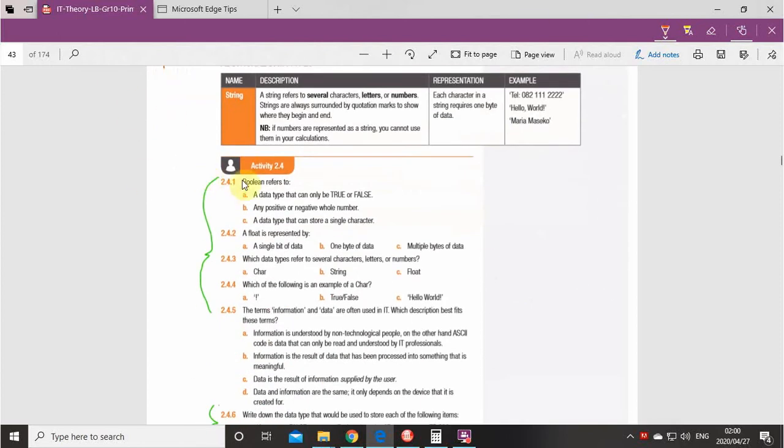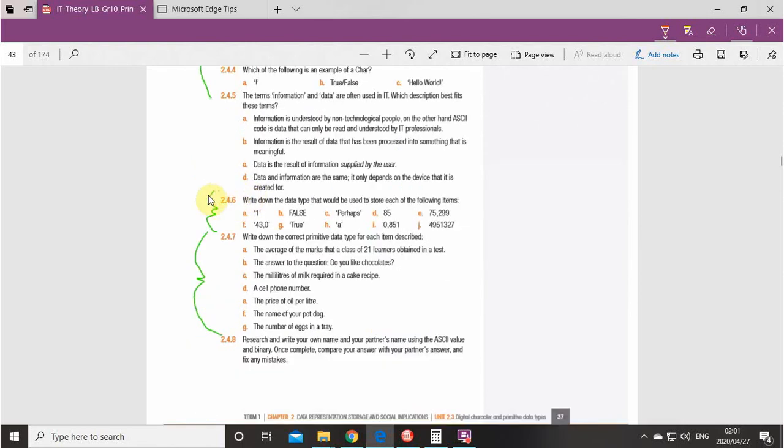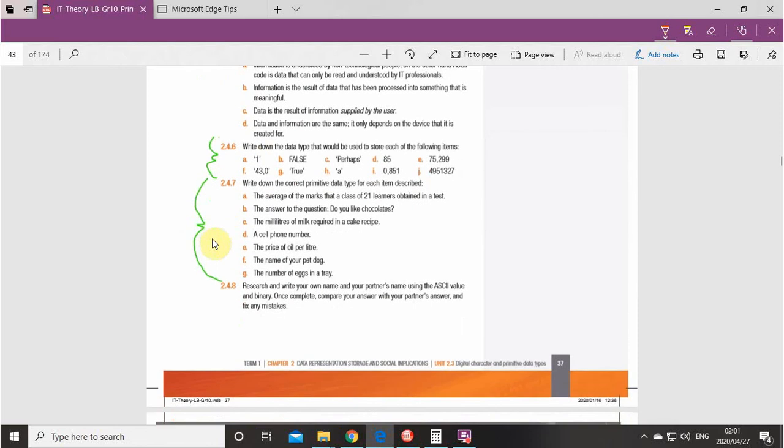Okay, and then lastly, activity 2.4, so 2.4.1 all the way to 2.4.5, is just multiple choice questions, and then 2.4.6 all of the questions, and 2.4.7 all of the questions. Okay.